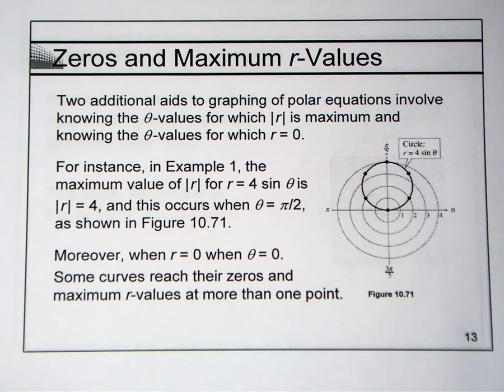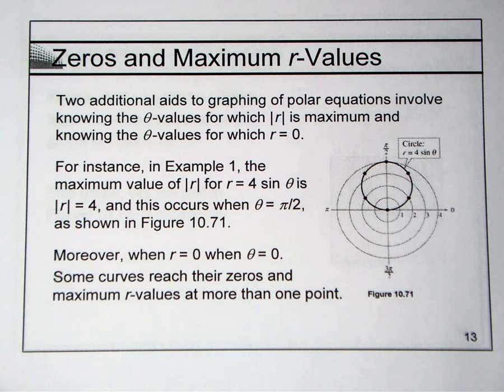Okay. Two additional aids for graphing polar equations involve knowing the theta values for which the absolute value of r is a maximum, and knowing the values for which it can be equal to 0. For instance, in example 1, the max value was 4 at pi over 2, and r equals 0 at 0. Some curves reach their zeros and maximum values at more than one point. It keeps going around, or it'll happen twice.